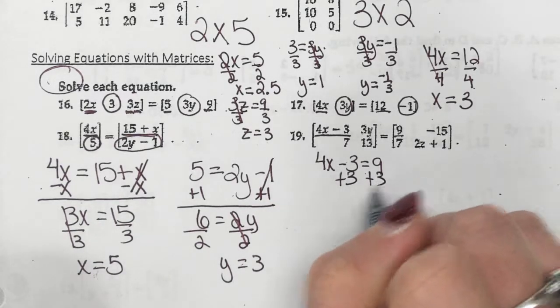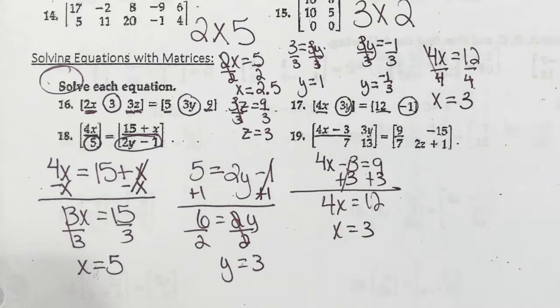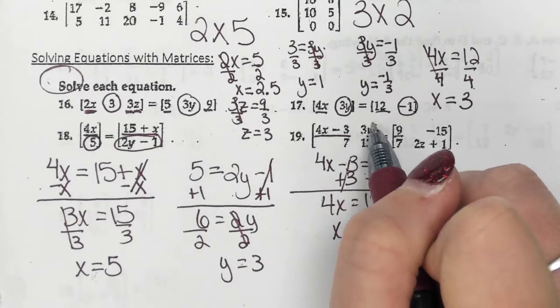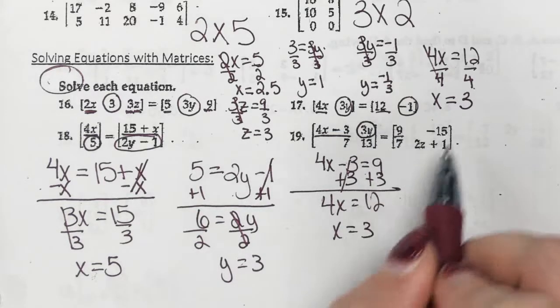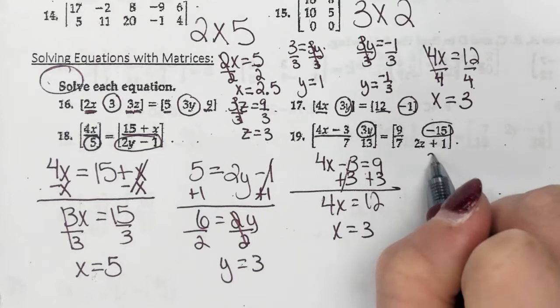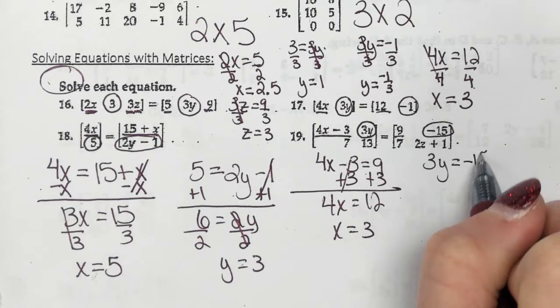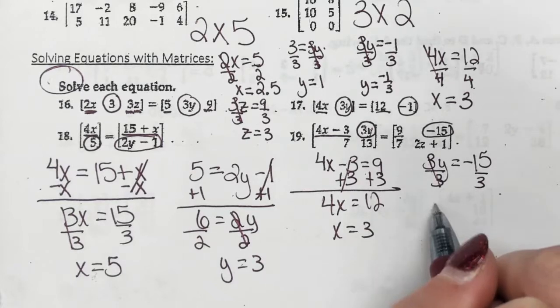What'd y'all get? 3. Perfect. Okay, what about 3y? 3y is on the top row, but he's on the right-hand side. So what am I going to set him equal to? -15. There you go. So what would I get on this one? -5. Perfect.